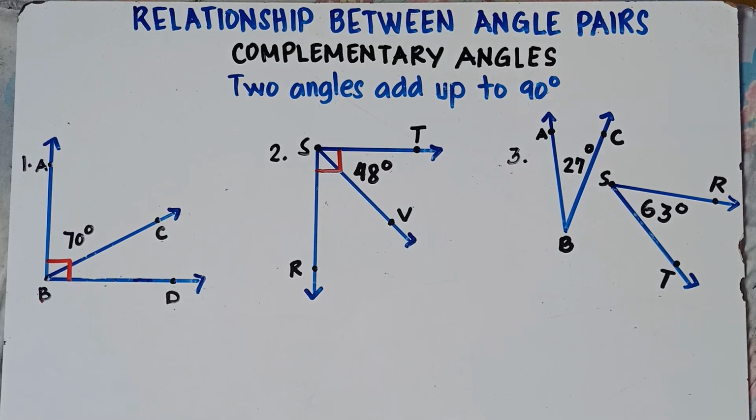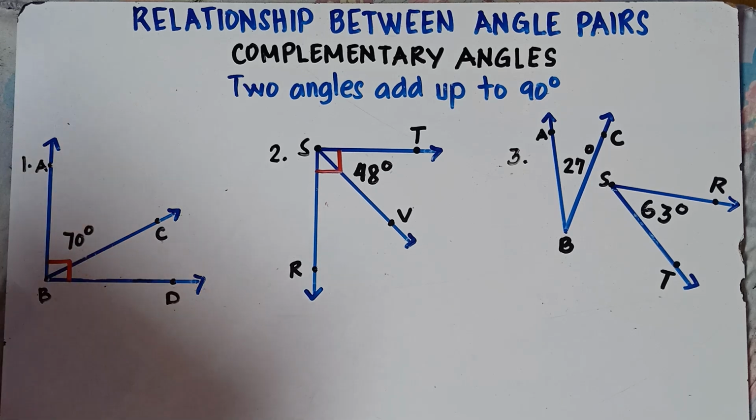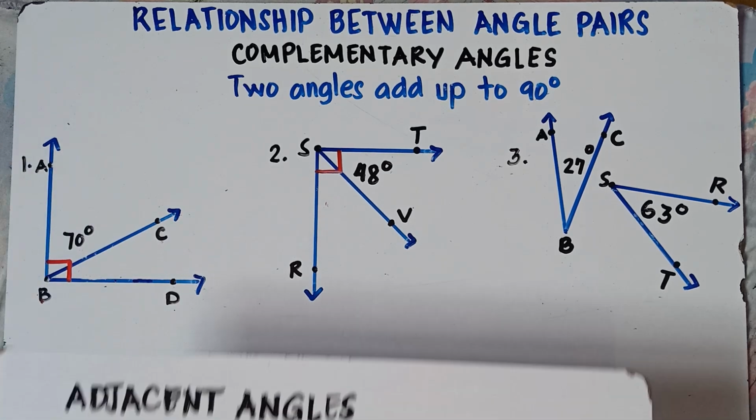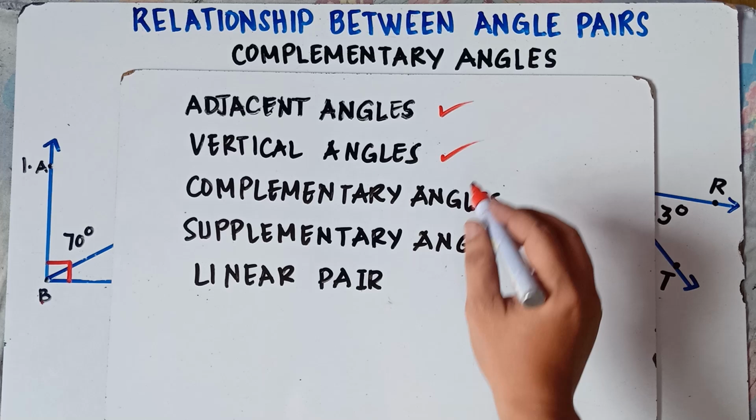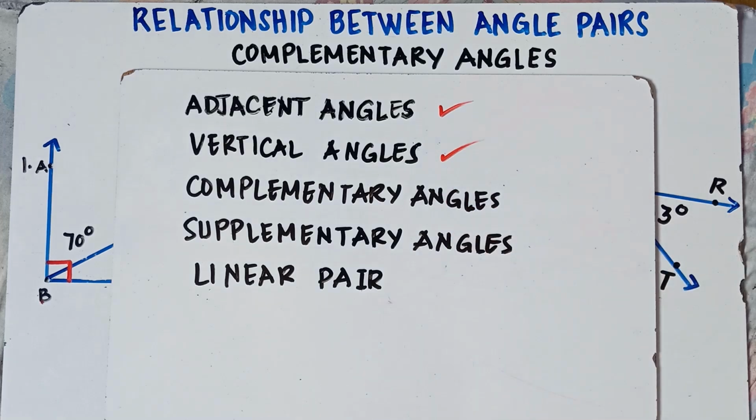Our topic for today's class is all about the relationship between angle pairs. So without further ado, let's do this topic. Now this is already part 2 of our video class. In part 1 of our video, we actually discussed the adjacent angles and the vertical angles. So feel free to see the link in the description down below.